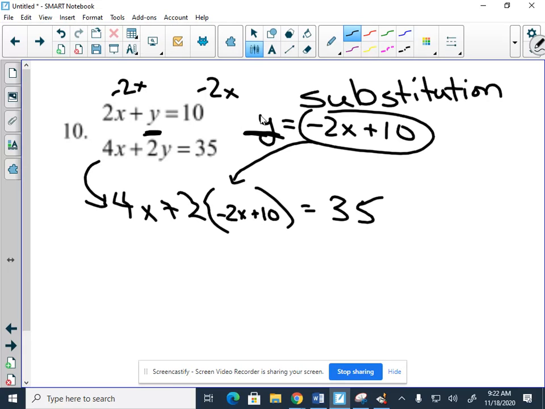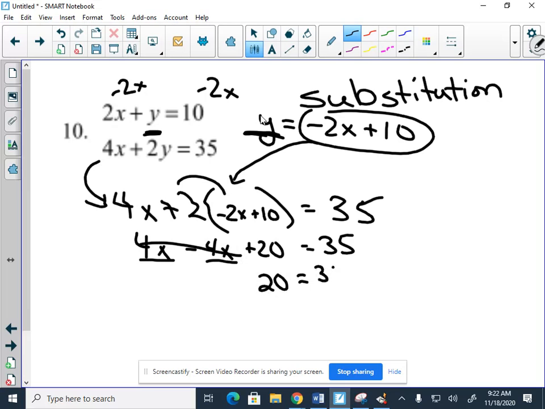Now I'm going to try to solve this one. 4x minus 4x, I distributed, plus 20 equals 35. 4x minus 4x disappears. We get 20 equals 35. Since 20 doesn't equal 35, this one has no solution.